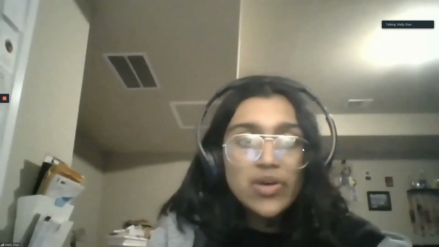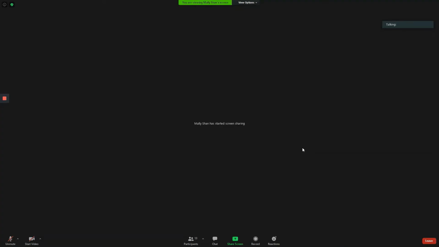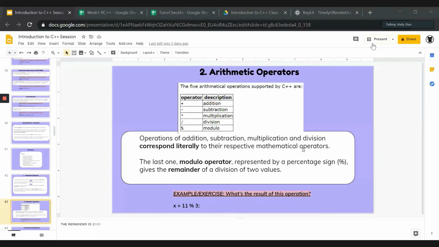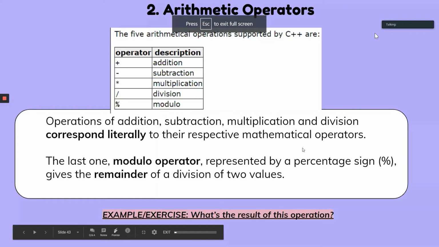So let's go on to the next kind of operators that are available to us. So yeah, I'm going to share my screen now. And don't worry, I know the break is coming up, so we'll just go over a couple more operators, and then we'll go into our break at 50.